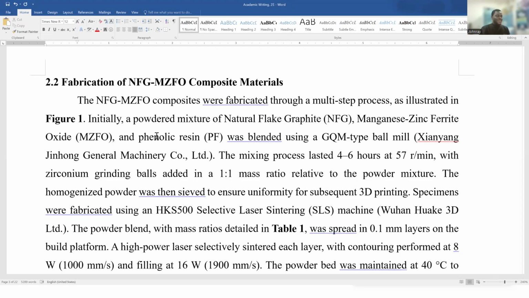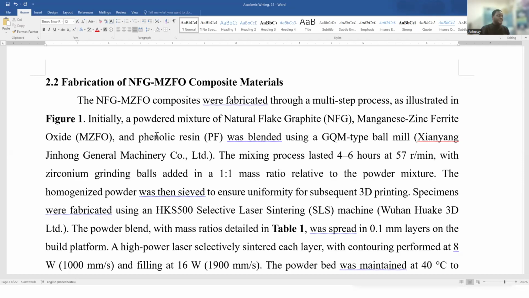The mixing process lasted 4 to 6 hours at 57 minutes with zirconium grinding balls added in a 1:1 ratio relative to the powder mixture. The homogeneous powder was then sieved to ensure uniformity for subsequent 3D printing.